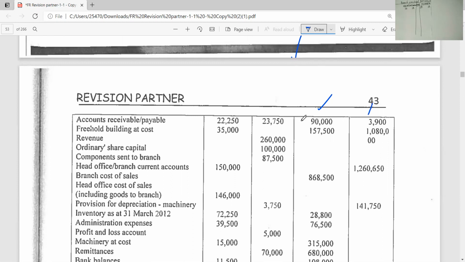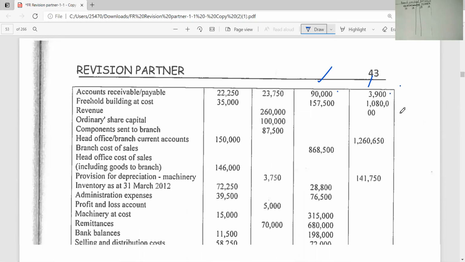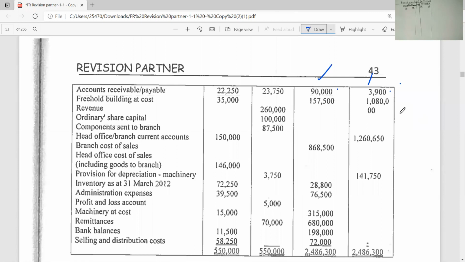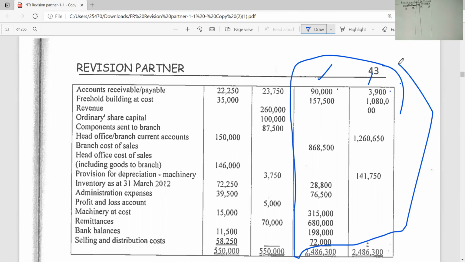So we have account receivable. You can see the account receivable is 90. Then account payable is 3,900. So we will be translating these operations as I make adjustments. So this is what I will be translating as I make relevant adjustments, which were never made. So that is according to additional information.